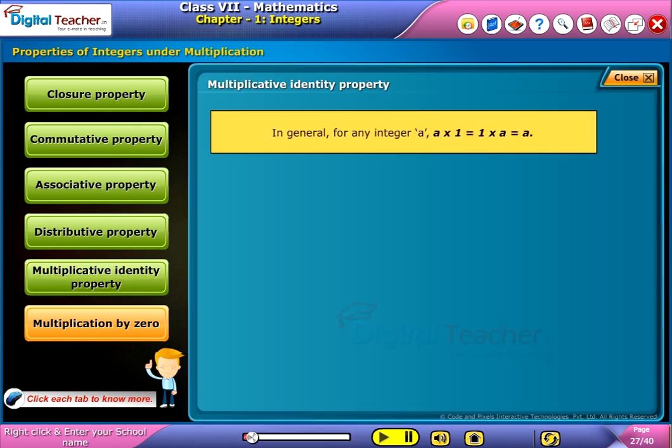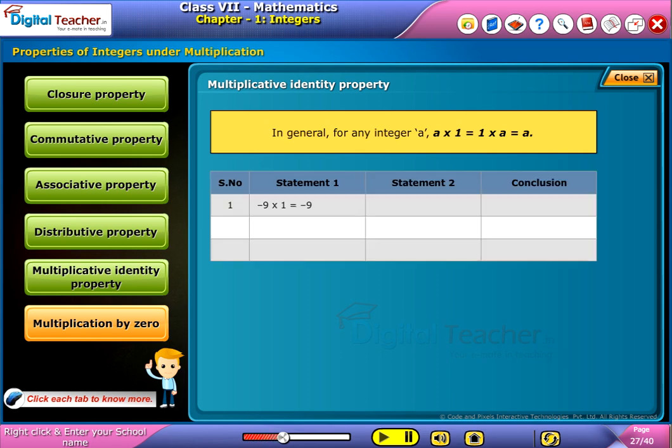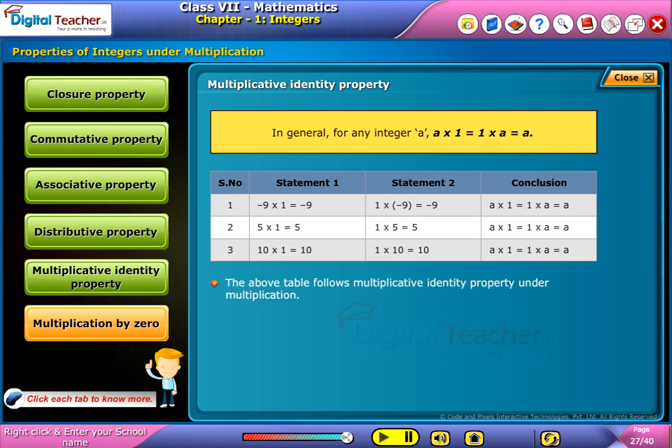Multiplicative identity property defines that for any integer a, in the first statement, 9 into 1 is equal to -9, and in the second statement, 1 into -9 is equal to -9, and it concludes that a into 1 is equal to 1 into a is equal to a. Same for the second property.